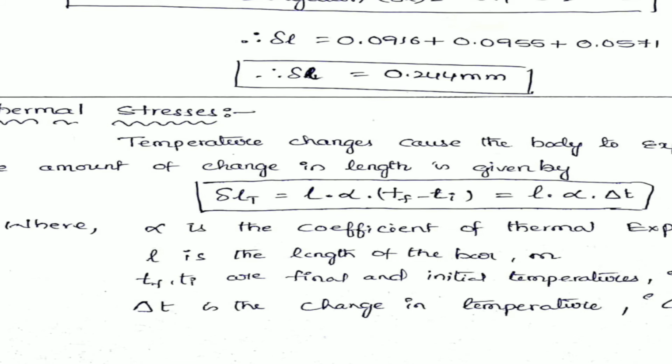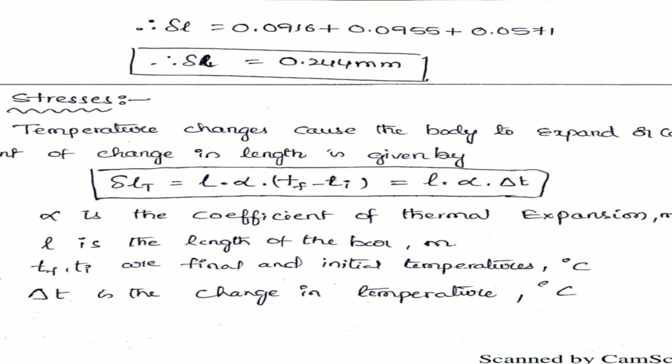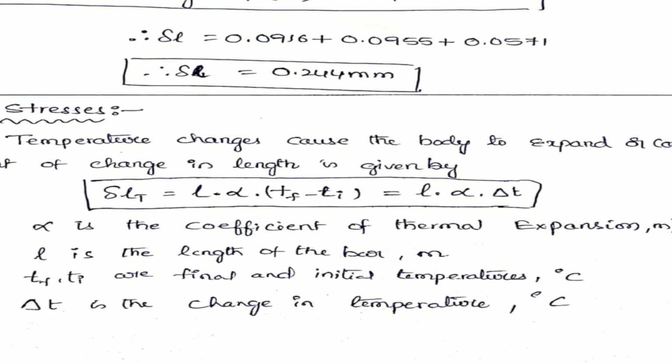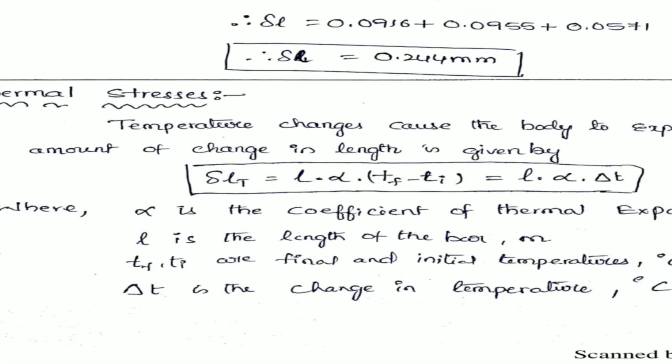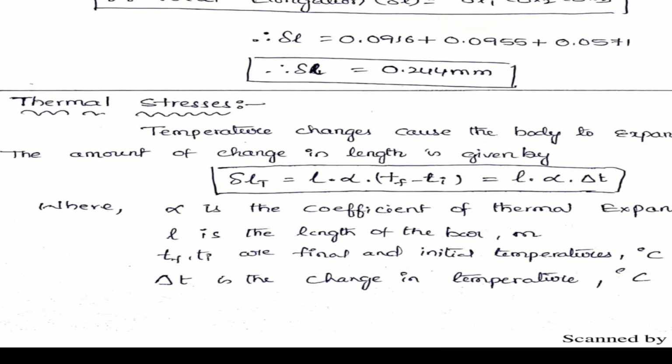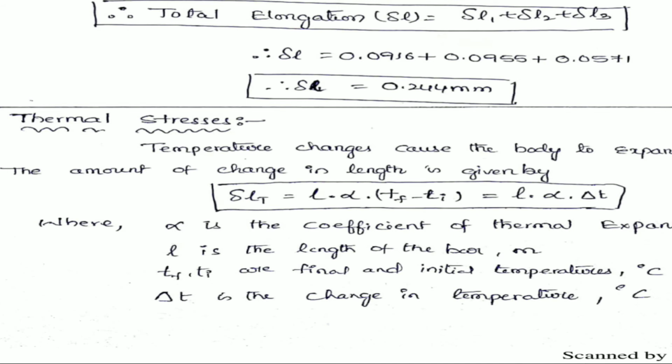Next, thermal stress. What is thermal stress? Temperature changes cause the body to extend or contract. The amount of change in length is given by delta LT is equal to L into alpha into (TF minus TI), that is equal to L into alpha into delta T.